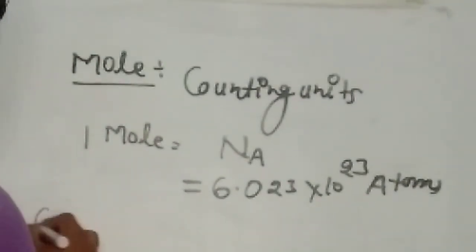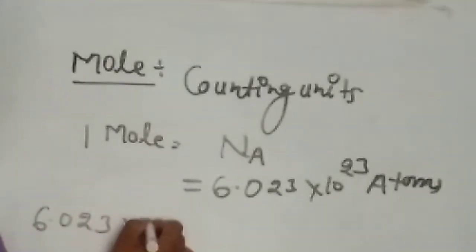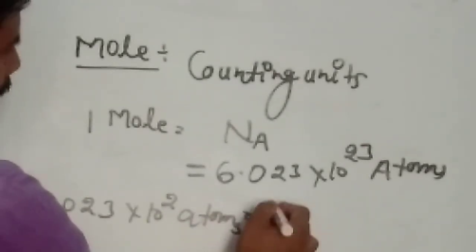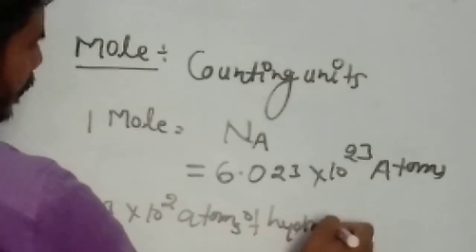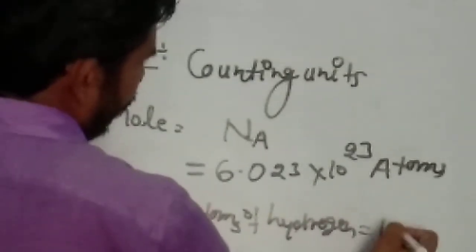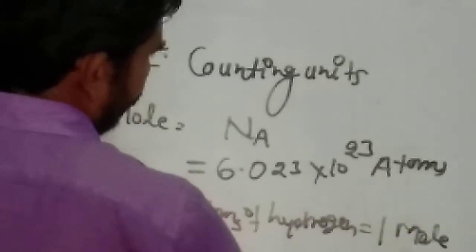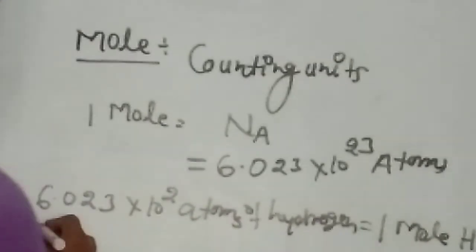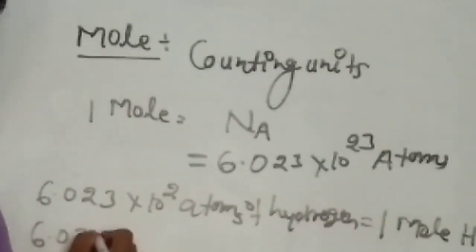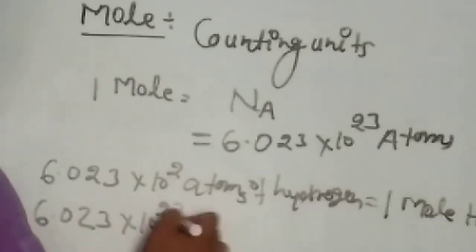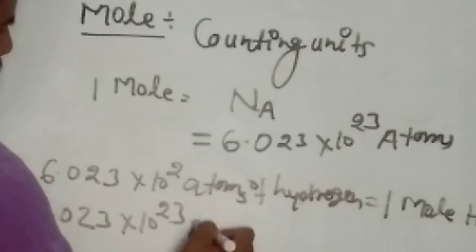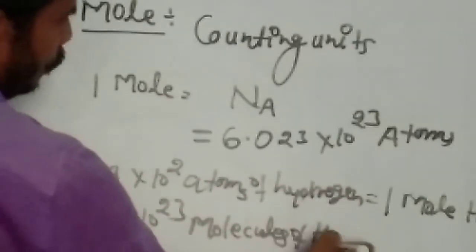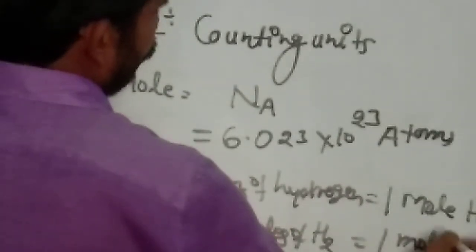So 6.023 into 10 power 23 atoms of hydrogen equal to 1 mole of hydrogen, 1 mole of H. Then 6.023 into 10 power 23 molecules of H2 equal to 1 mole of H2.